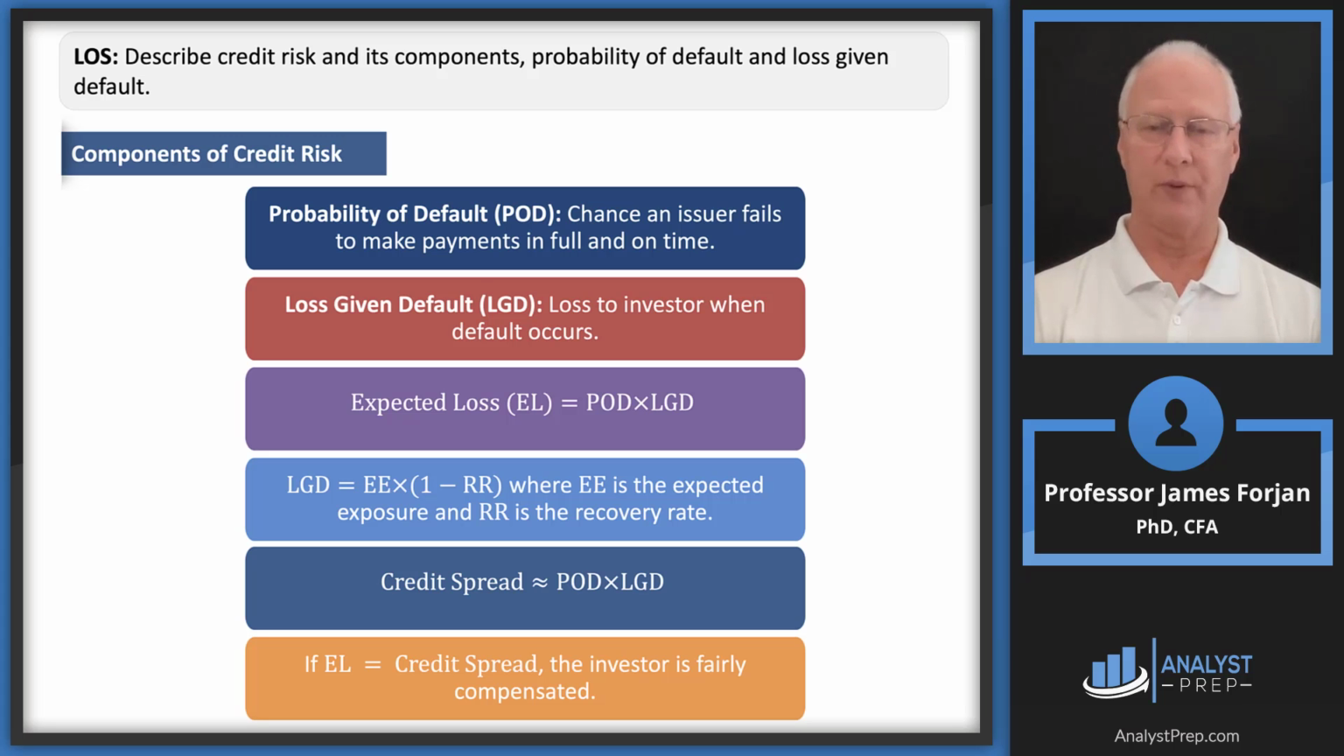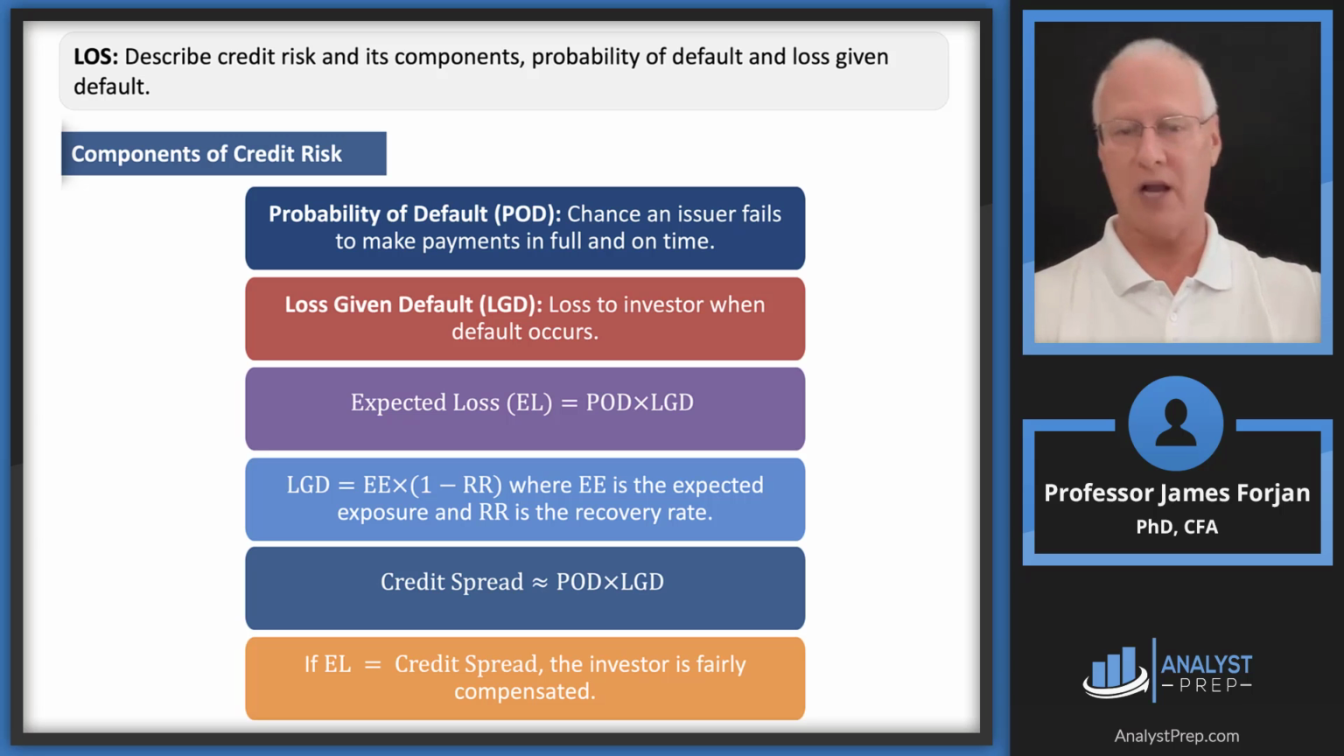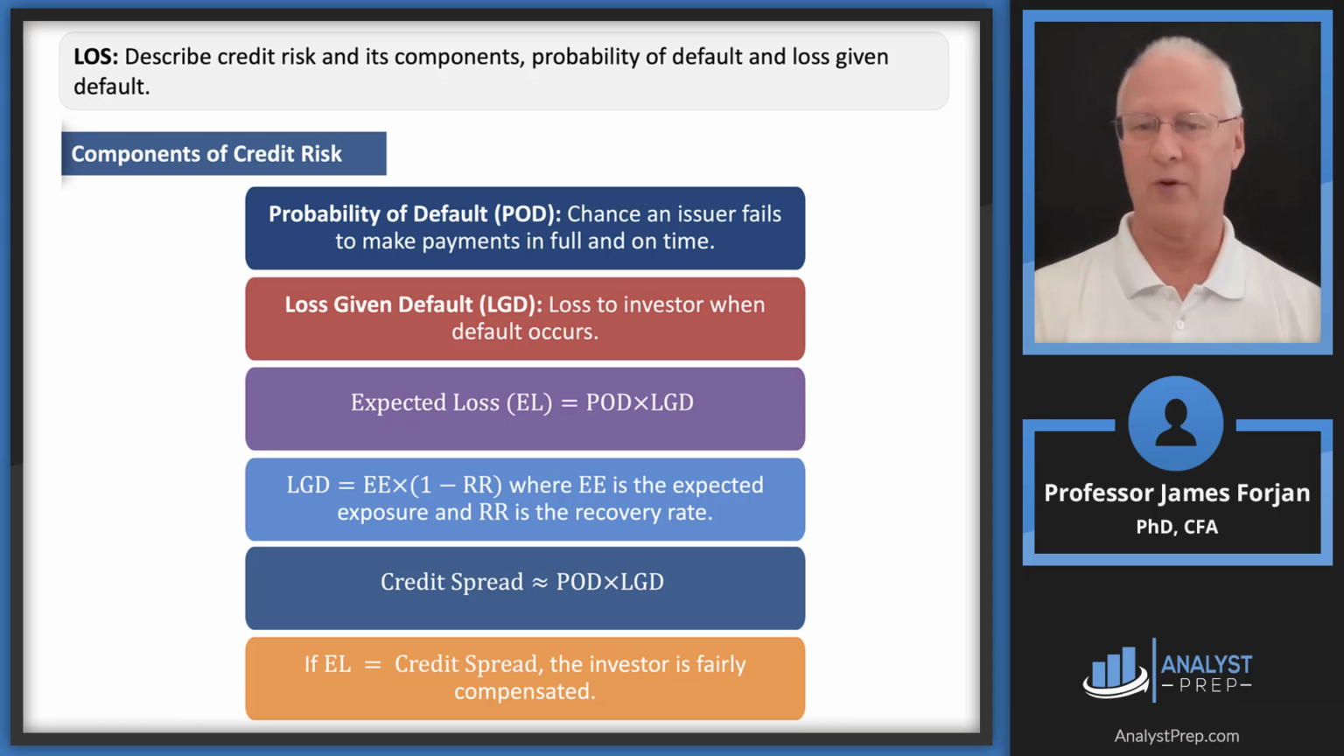Now, what we can do is go ahead and compute that loss given default. Let's start with the expected exposure. That expected exposure in my example was the $1 billion. But we multiply that by 1 minus the recovery rate, and that recovery rate in my example was 85%. So that's just a little formula there that illustrates my example.